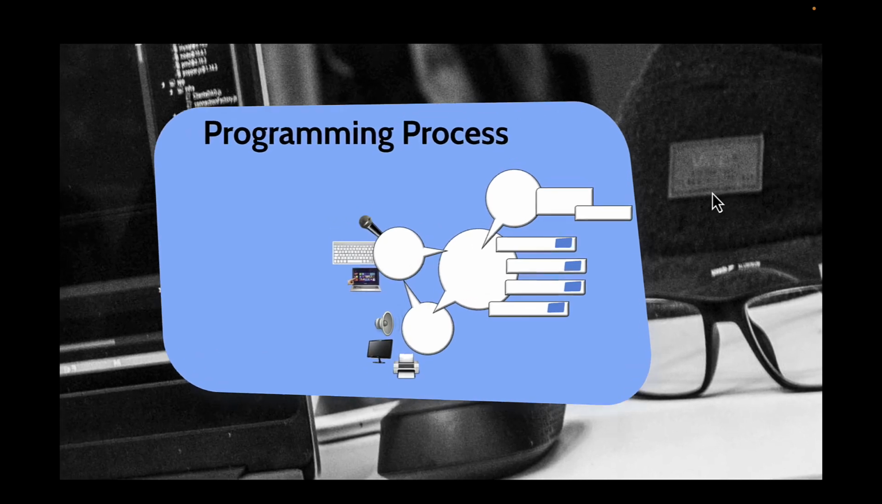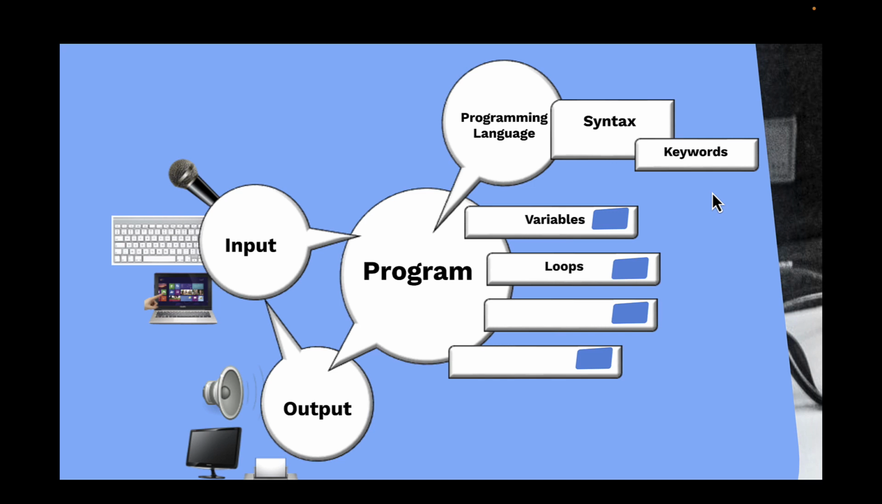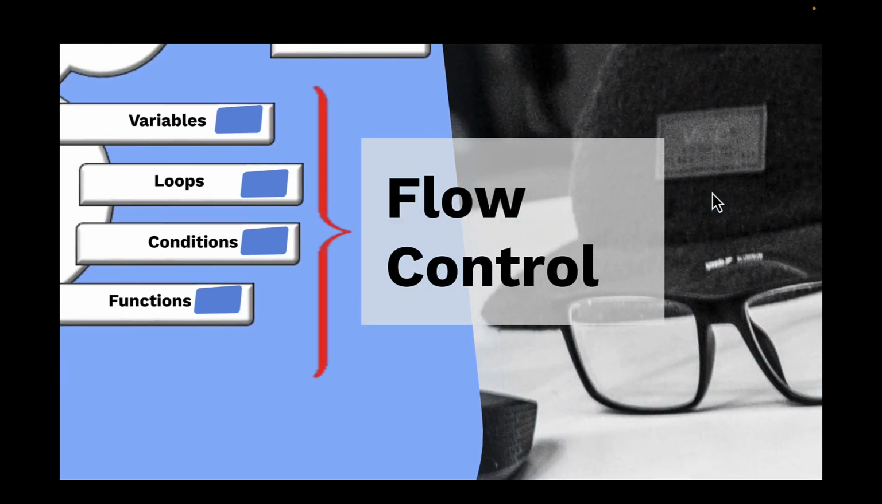So the programming process works like this. We have our input, we have our program, and then we have our output. Now, with all that, we have our specific programming language. As you know, we have specific syntax with some specific keywords. Now, inside the program, again, we have variables, loops, conditions, and functions. All this basically helps out with what we call flow control.